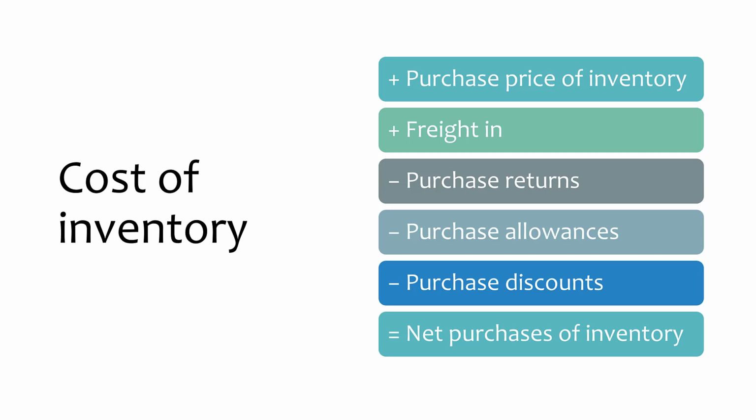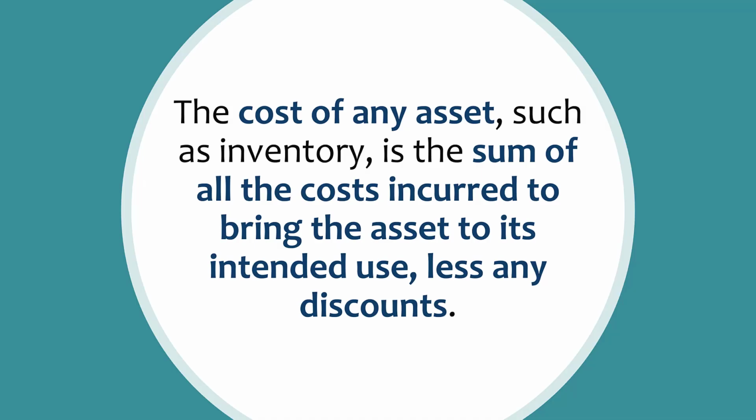A purchase allowance is a decrease in the cost of a purchase because the seller has granted the buyer a deduction or an allowance from the amount owed. The buyer keeps the inventory but decreases its cost by the amount of the allowance. A purchase discount is a decrease in the buyer's cost of the inventory earned by paying quickly. When we add or subtract all of these items, we will get the net purchases of inventory. Again, the cost of any asset, such as inventory, is the sum of all the costs incurred to bring the asset to its intended use, less any discounts.